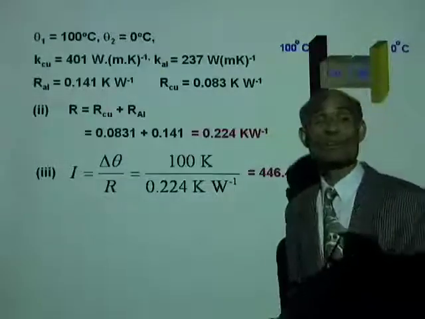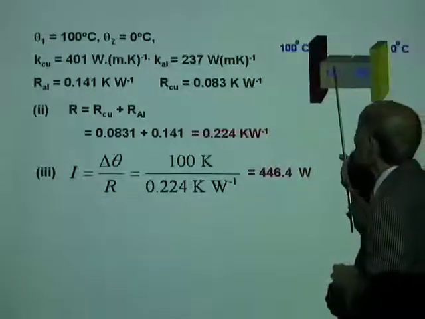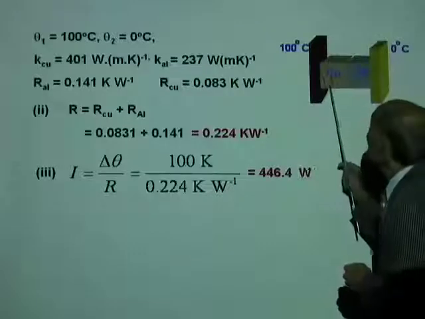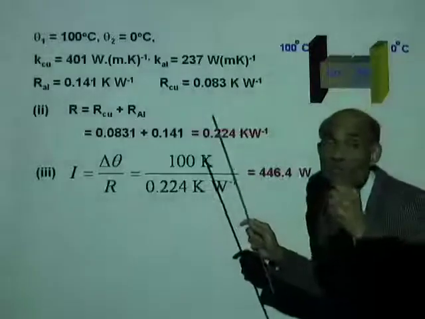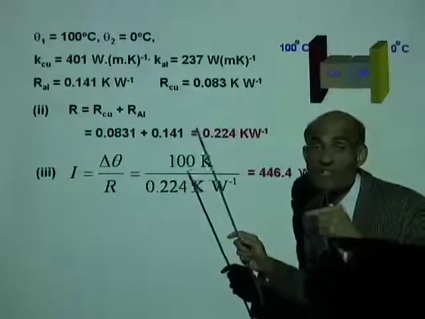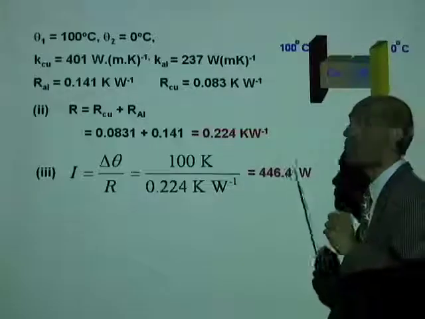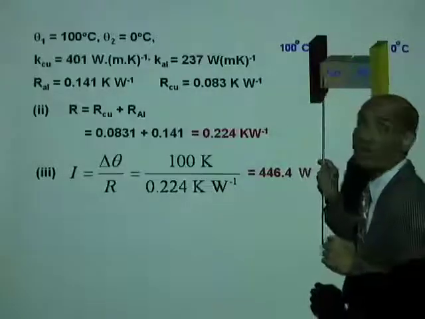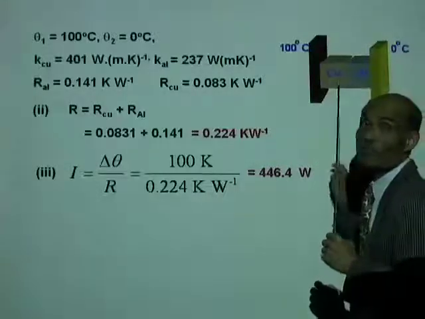Now let me ask you, what does it mean that the thermal current is 446.4 watt? It means if you stand anywhere along the length of copper and aluminum and measure the heat flowing across that section per second, it will be 446.4 joules per second.